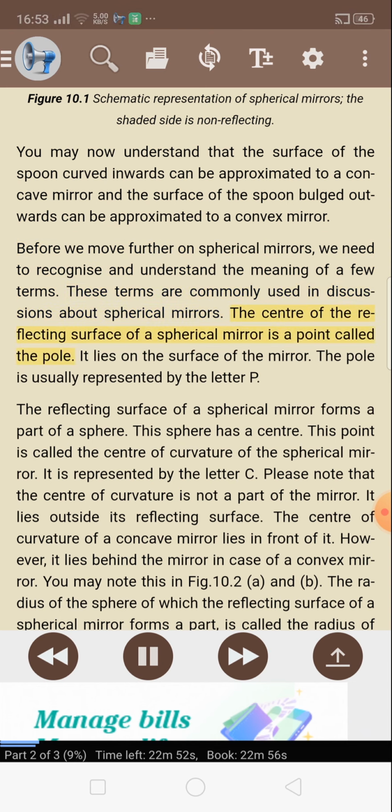The center of the reflecting surface of a spherical mirror is a point called the pole. It lies on the surface of the mirror. The pole is usually represented by the letter P. The reflecting surface of a spherical mirror forms a part of a sphere. This sphere has a center. This point is called the center of curvature of the spherical mirror. It is represented by the letter C.